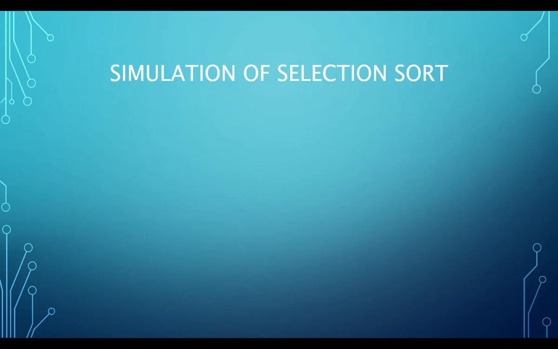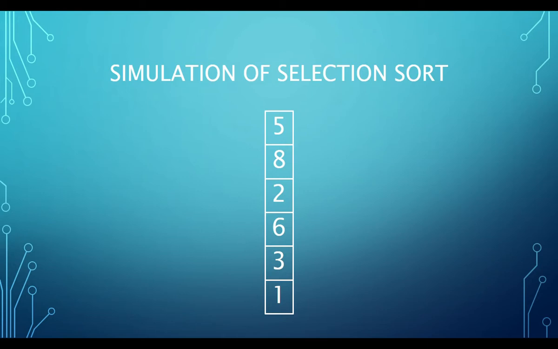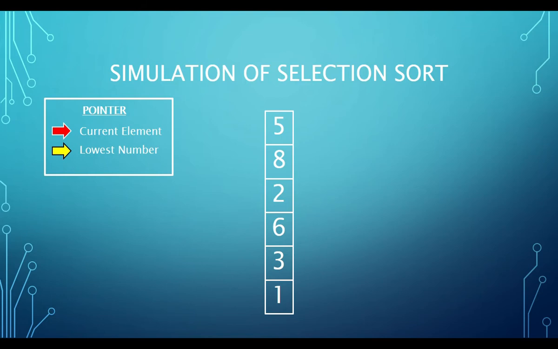And for us to see selection sort in action, let's consider the following numbers. We will arrange these numbers from least to greatest. We will use the red arrow as pointer for the current element and the yellow arrow as pointer for the lowest number.